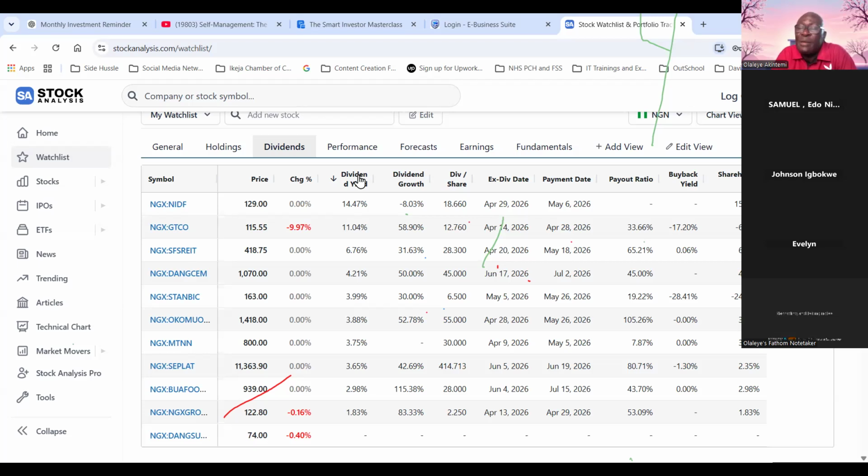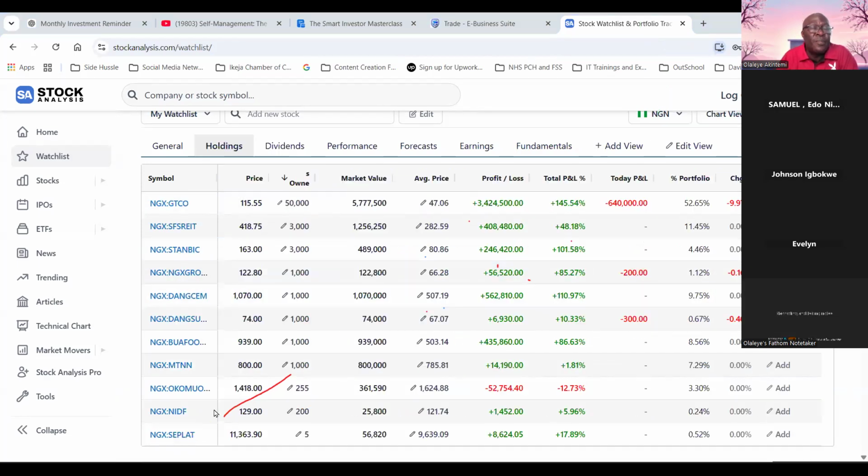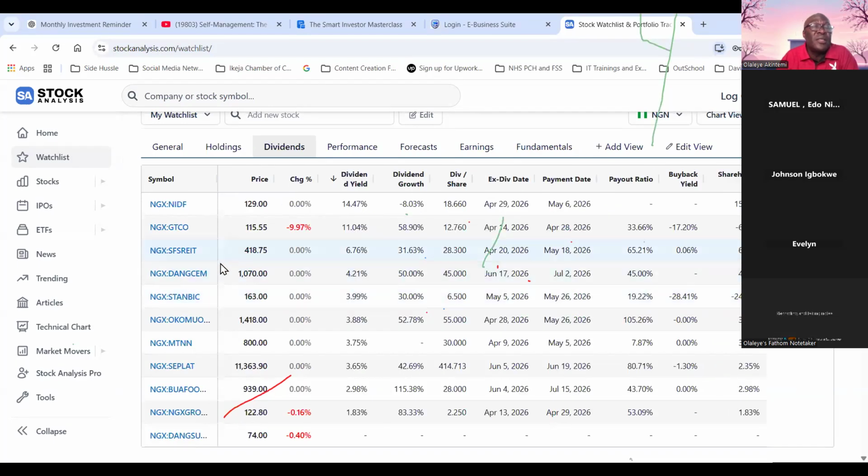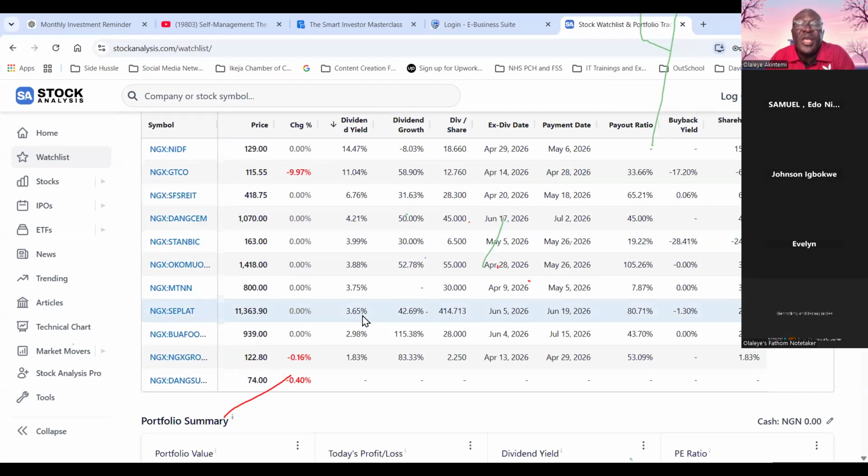For example, like Seplat, let me see. Where is Seplat now? I can see Seplat. Yeah, Seplat. Their dividend yield is 3.65%, but they pay 4 times in a year. So I would rather want to put money in that as well. As long as the dividend yield is 3%, then it's okay. Even if it is 2.5, it's all right. It's not bad. You cannot get all the good stocks.